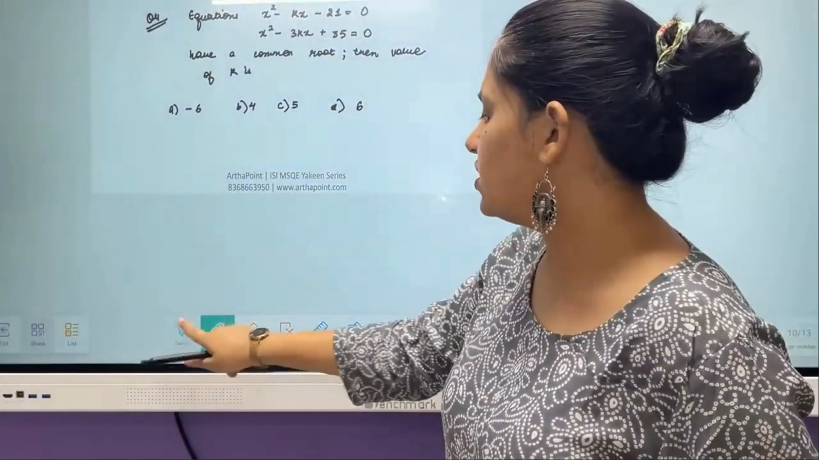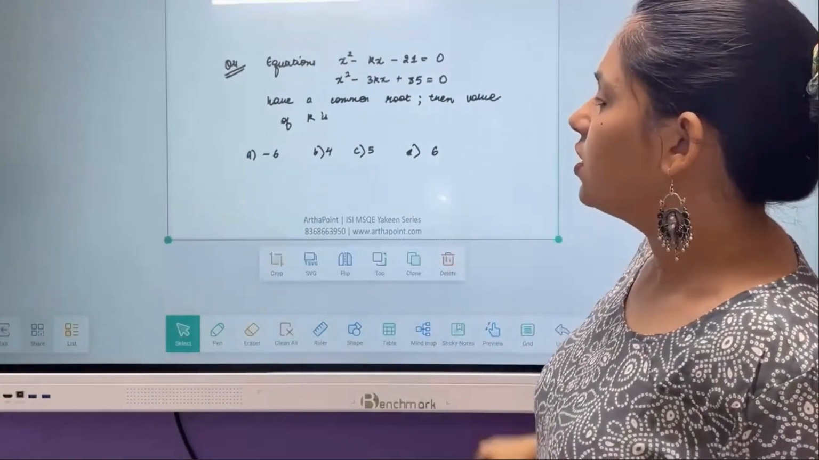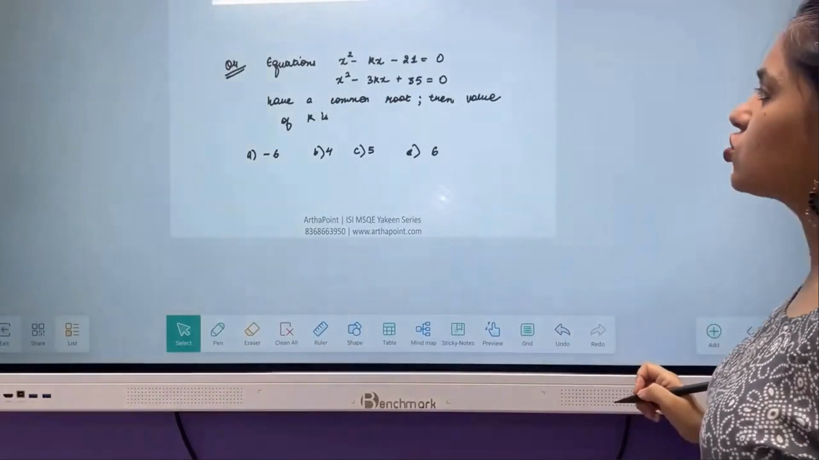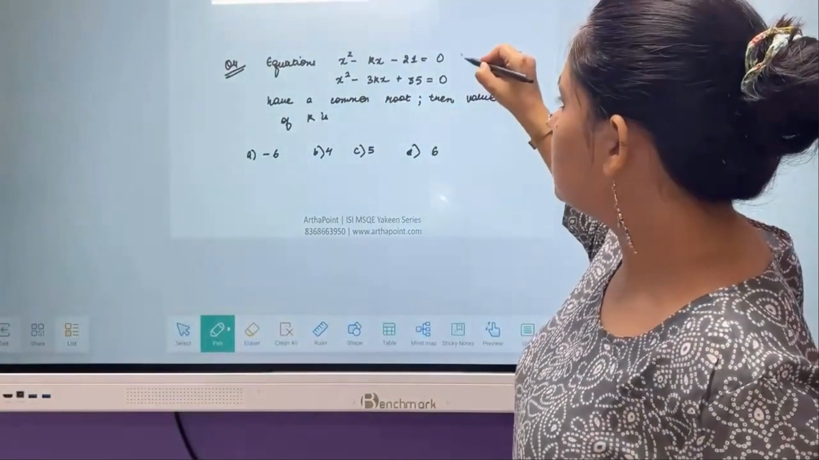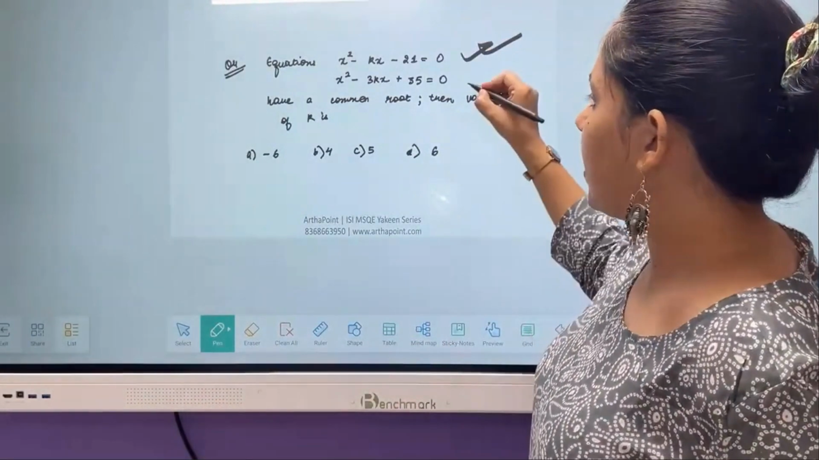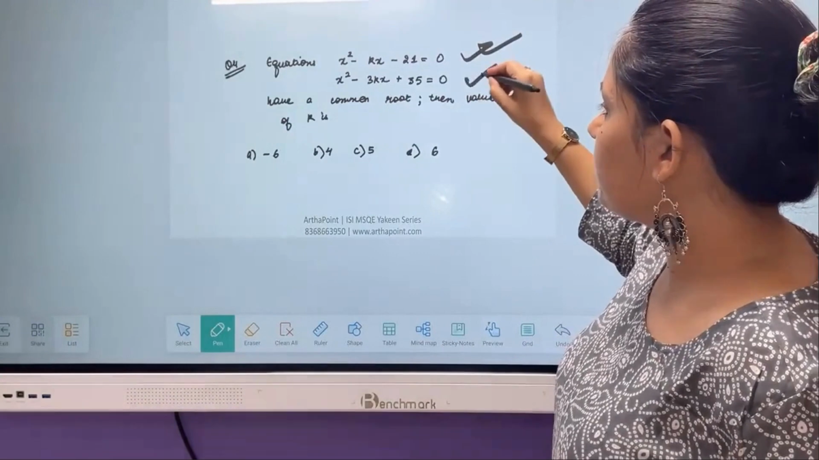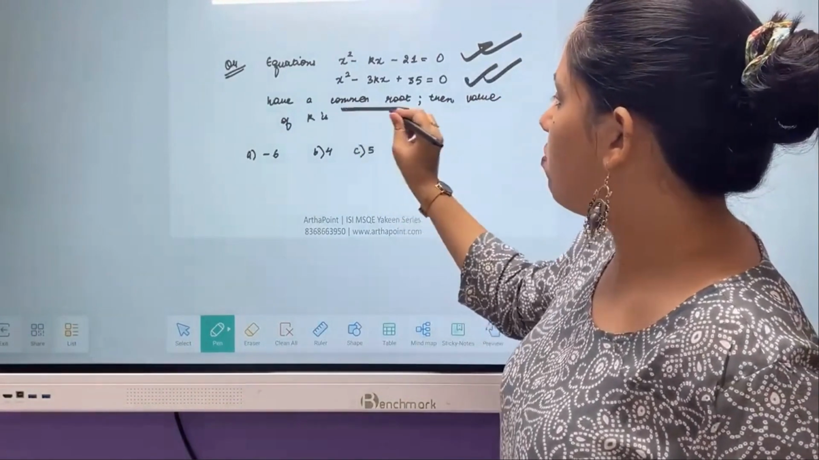Question for you is this. Try to solve this question. The equations x square minus kx minus 21 is equal to 0 and x square minus 3kx plus 35 is equal to 0. And it is given that they have a common root.